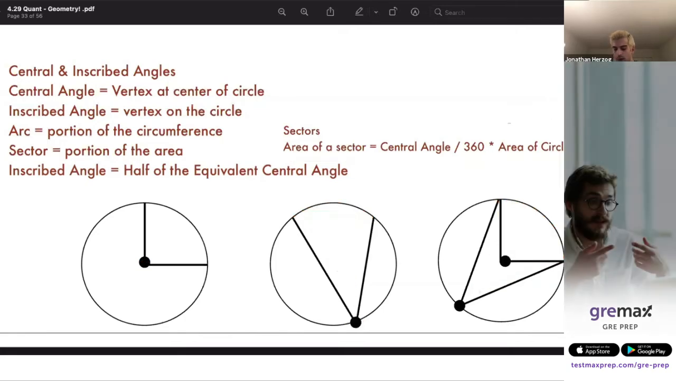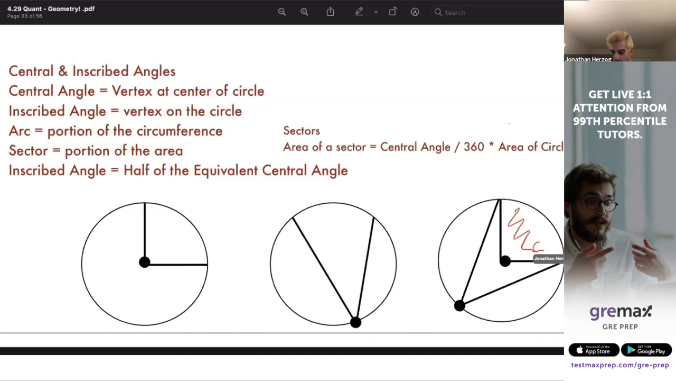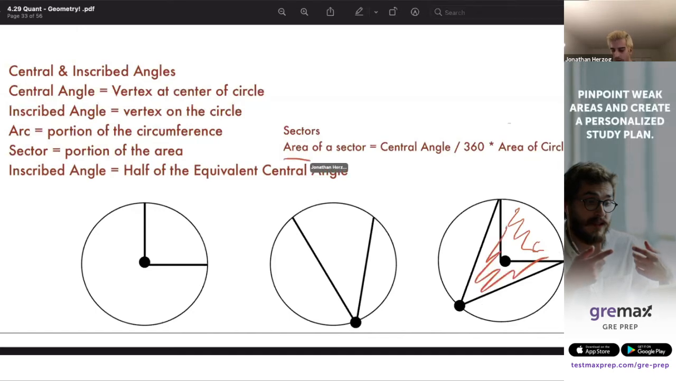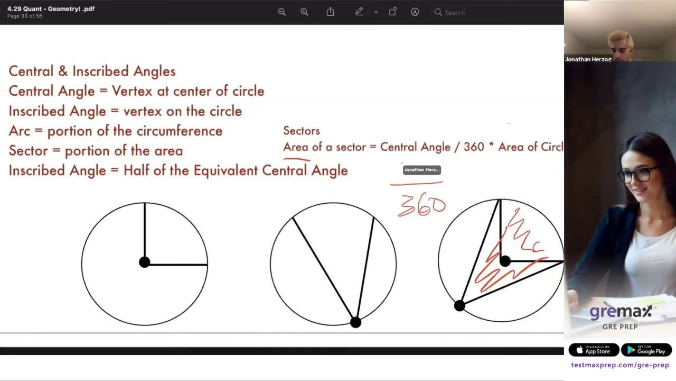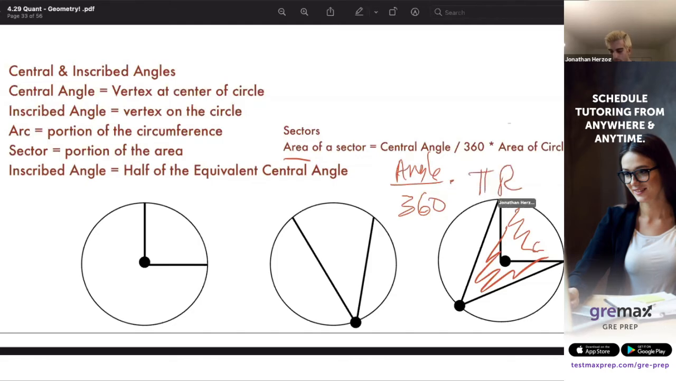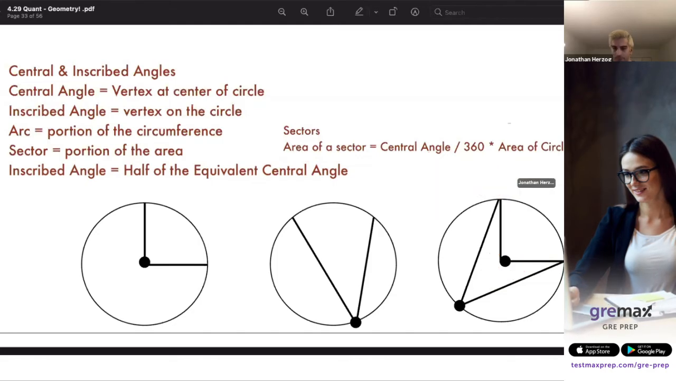So sometimes we're asked about the area, again, of a particular sector, a particular area of a circle. We find that by taking the ratio of that angle times pi r squared.